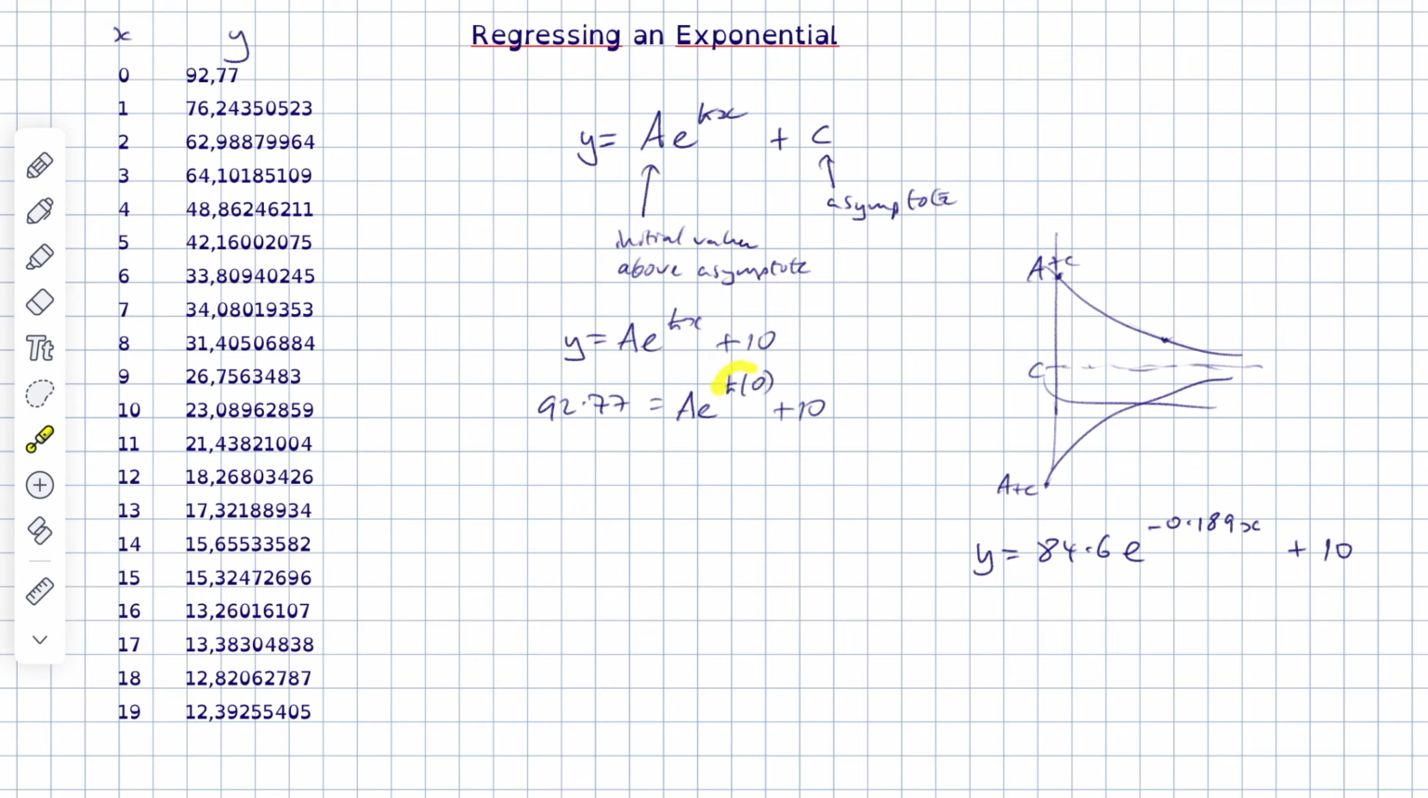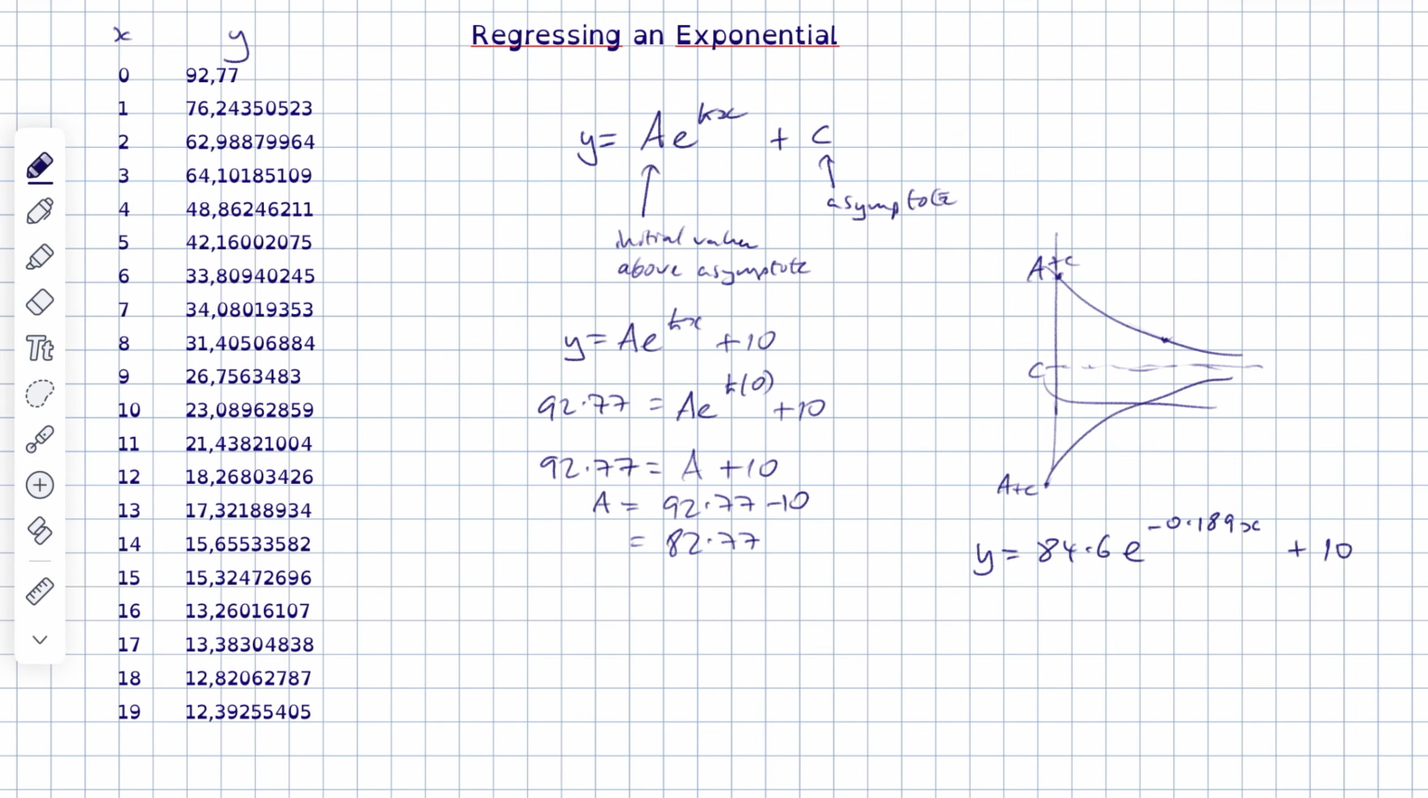And we look at this: k times 0 is 0, e to the power 0, well, anything to the power 0 is 1, so it's a times 1, which is just a. So we now get 92.77 equals a plus 10. So a equals 92.77 subtract 10, which is actually 82.77. So we found our value of a.